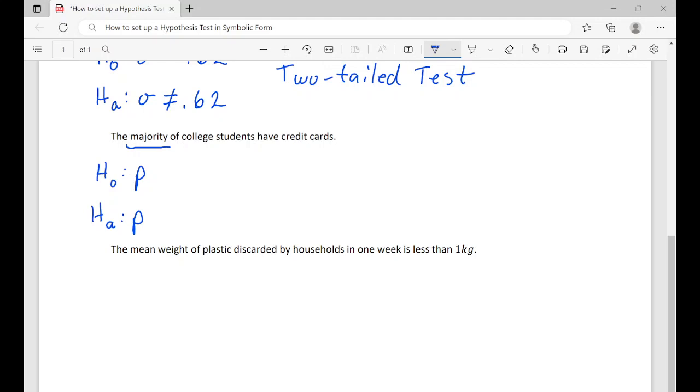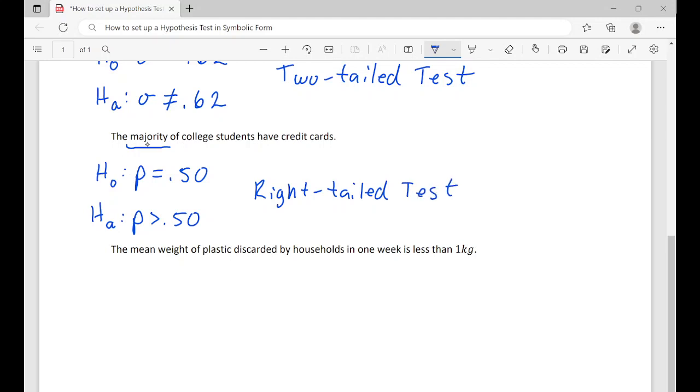So we're going to say that the null P is going to be equal to 0.50 or 50%, and the alternative is going to be greater than 0.50 since it has to be the majority, and the majority has to be anything greater than 50% or 0.5. And since this is pointing to the right, we say that this is a right-tailed test.